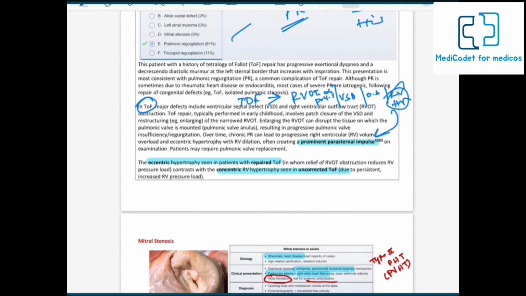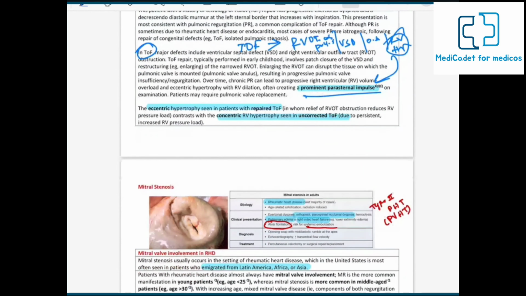And this right ventricular hypertrophy is going to cause the prominent parasternal heave, which you can also see with the pulmonary regurgitation that happens after the surgery. Eccentric hypertrophy, concentric hypertrophy, this is like an extra edge. You can remember what kind of hypertrophy TOF itself will cause. TOF is a stenotic condition, right? There is some kind of stenosis going to happen.